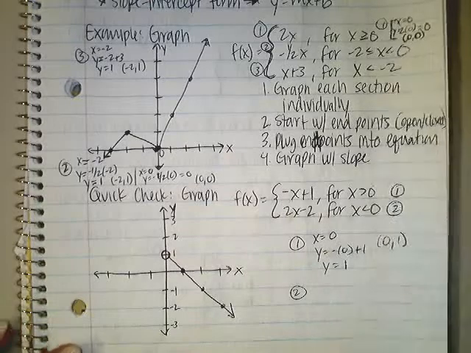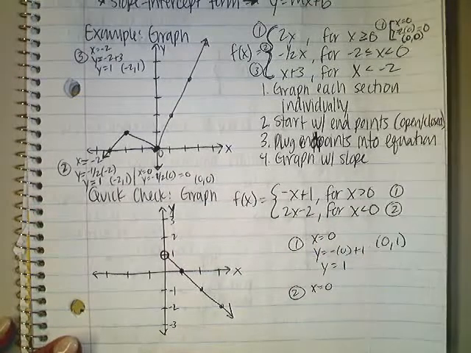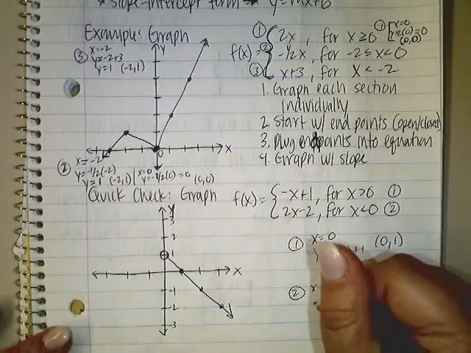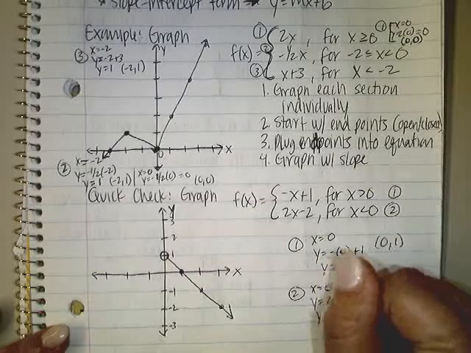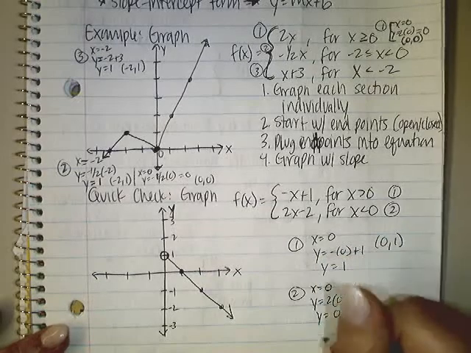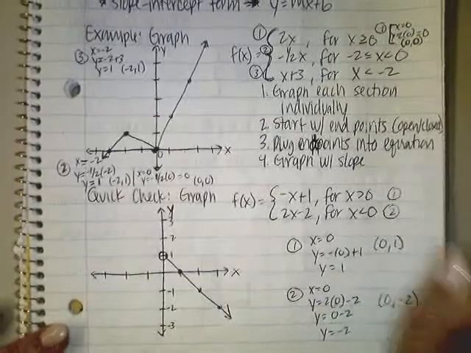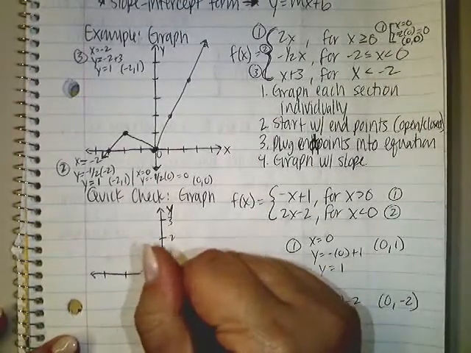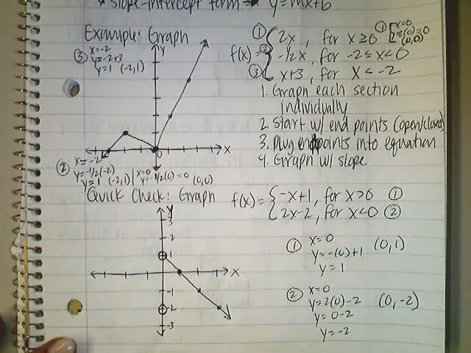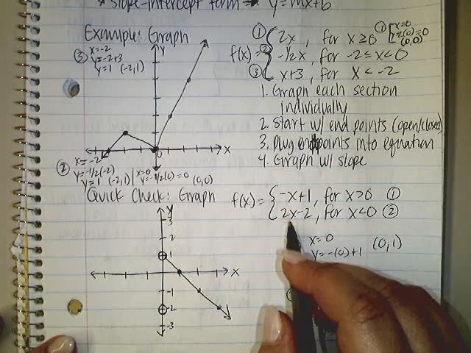So number 2 starts at 0 as well. So I'm going to start when x equals 0. That's the only endpoint on this section. So then I say y equals 2 times 0 minus 2. So y equals 0 minus 2. Y is equal to -2. So my coordinate point is going to be 0, -2. So I go down here. Again, it's still an open circle. So I'm going to put an open circle there. And this time I have a slope of +2.